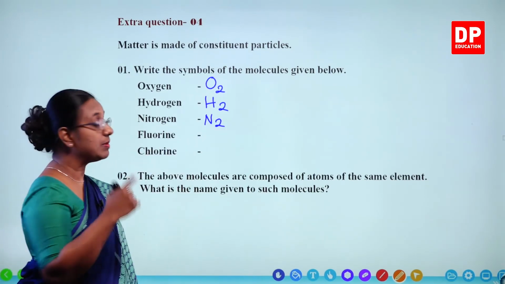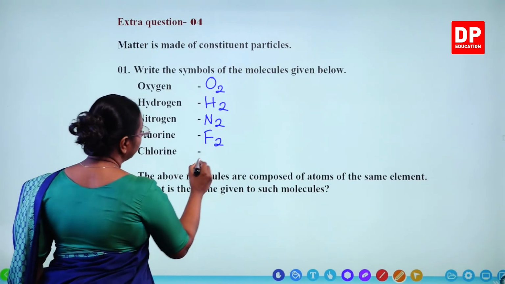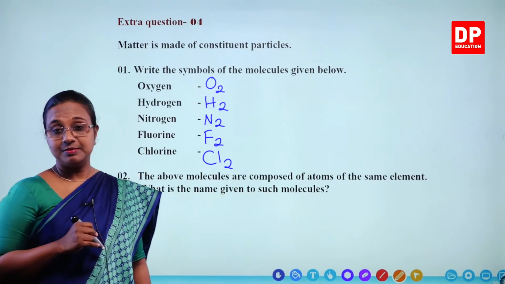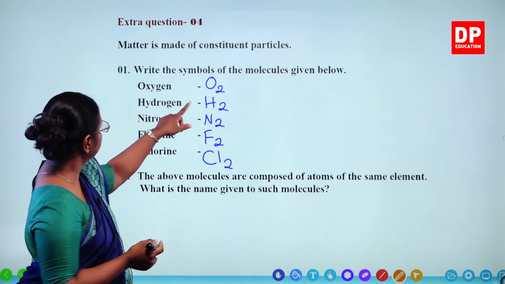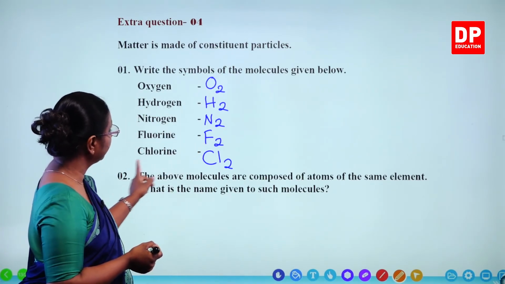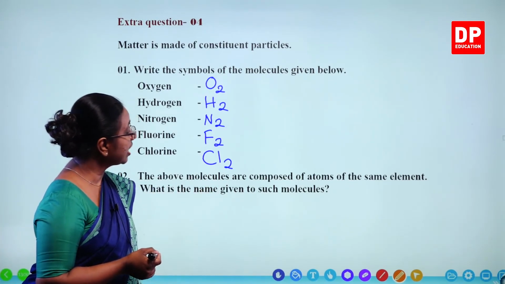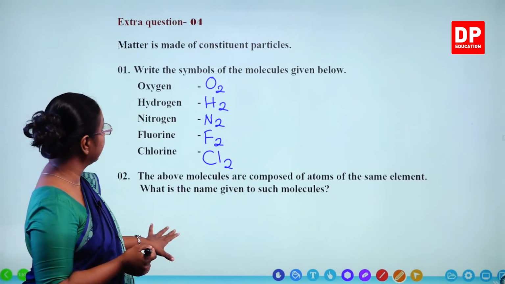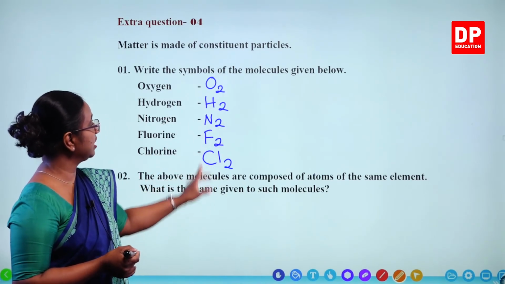Fluorine, you can remember, symbol is capital F, so it's F2. And chlorine, you know, is Cl2. Cl is the symbol and the molecule is Cl2. So oxygen O2, hydrogen H2, nitrogen N2, fluorine F2 and chlorine Cl2. The above molecules are composed of atoms of the same element. So you can understand that here. Oxygen O2, hydrogen H2, N2, F2, Cl2.